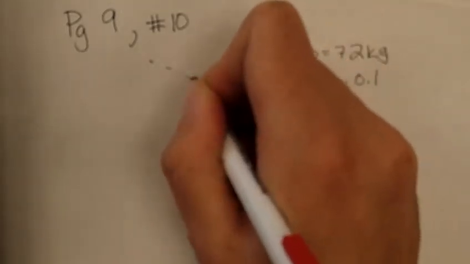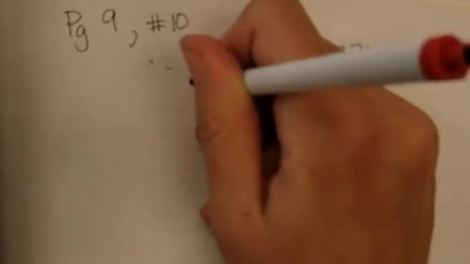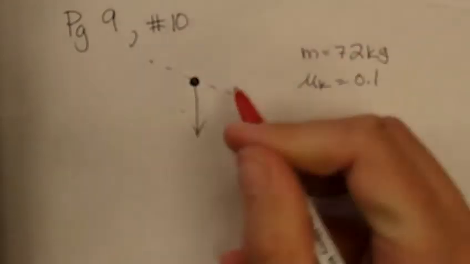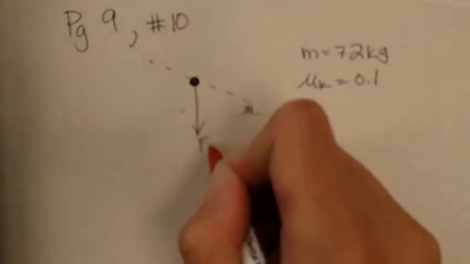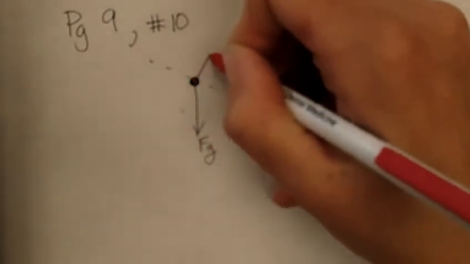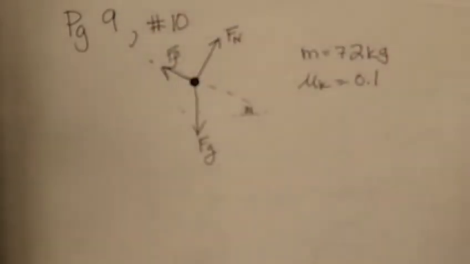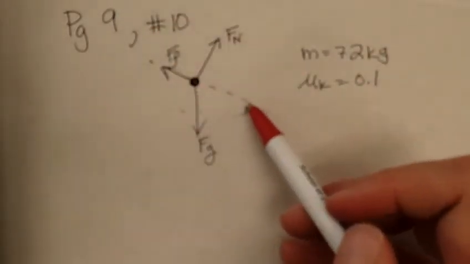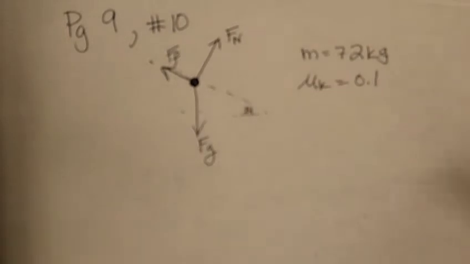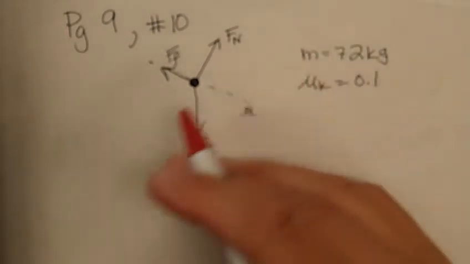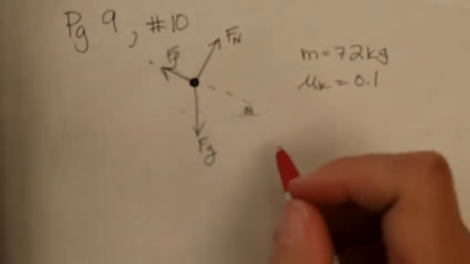Okay, so I have to draw a force body diagram. I know that gravity is pulling my skier down. I know that a normal force is pushing my skier up out of the hill, and that friction is going to oppose movement and it will be going up the hill. There's no applied force acting on the skier, so we're not going to have any applied force there.